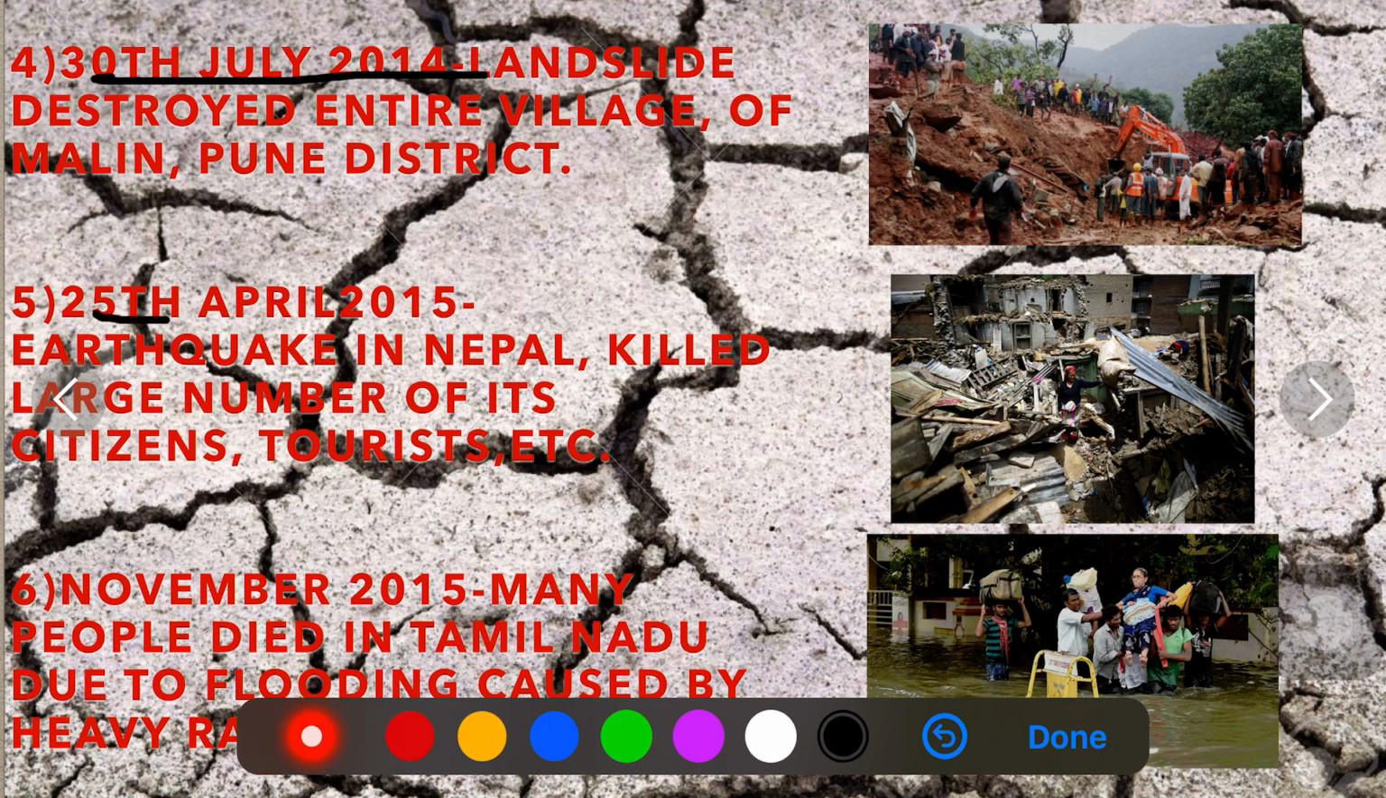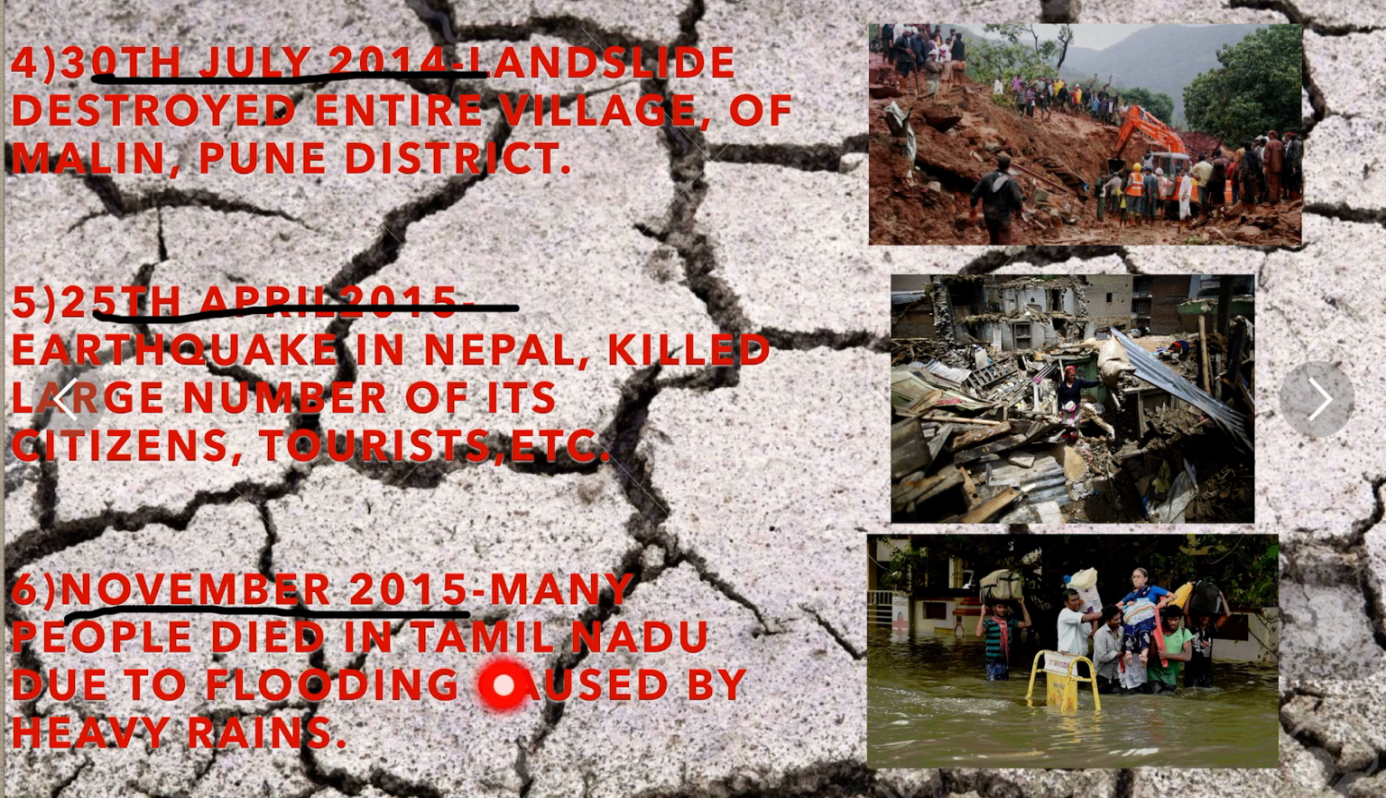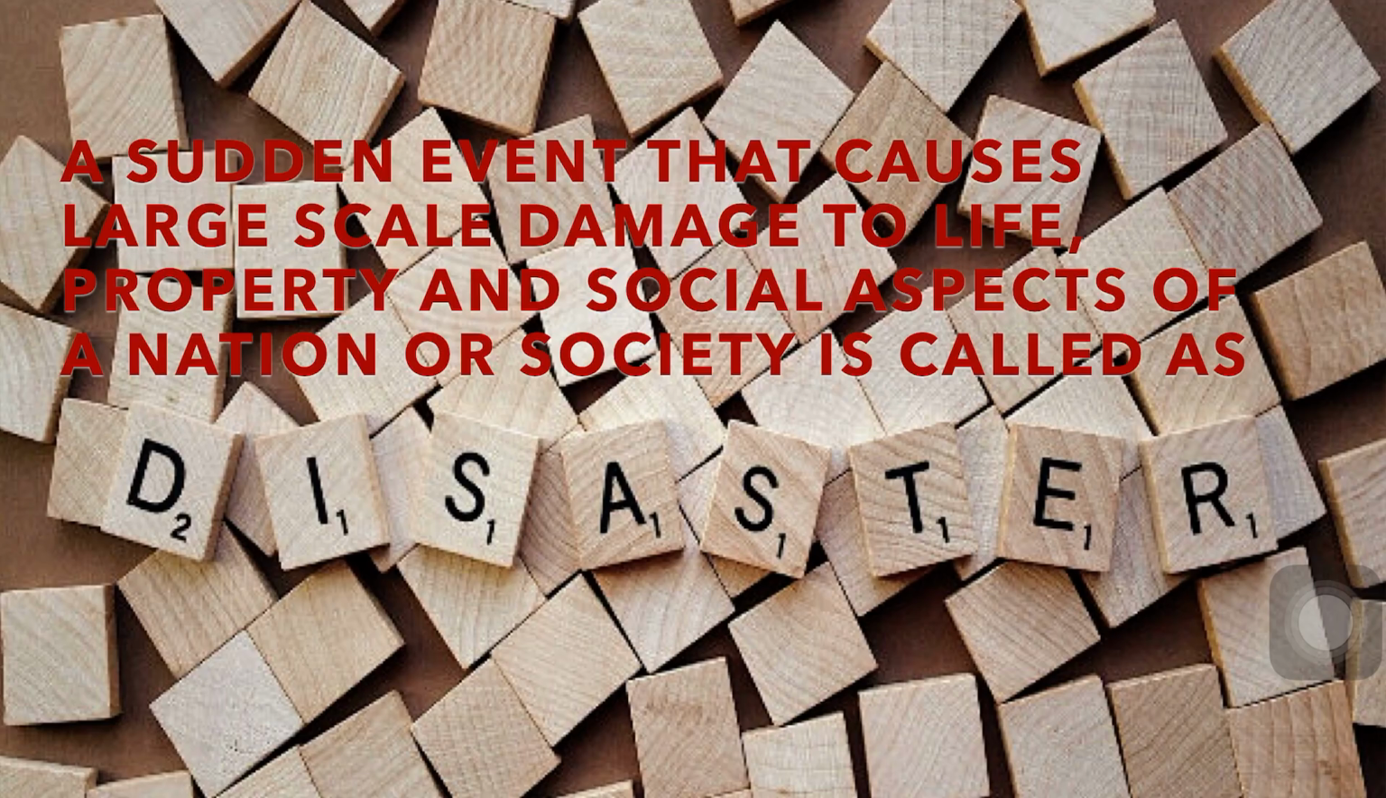On 25th April in the year 2015, there was an earthquake in Nepal which killed a large number of its citizens, tourists, etc. As you can see in the image. In November 2015, many people died in Tamil Nadu due to flooding caused by heavy rains. Now you have seen some of the disaster events which took place in the past few years.